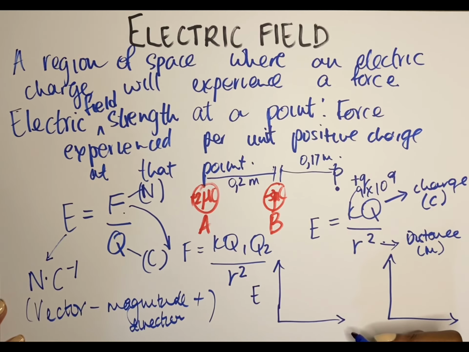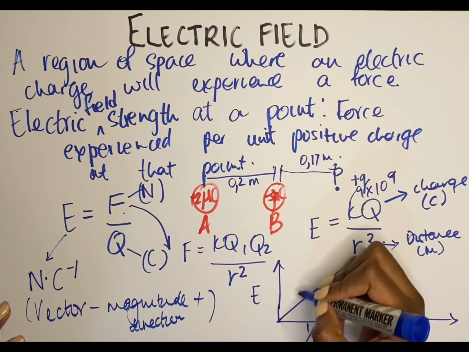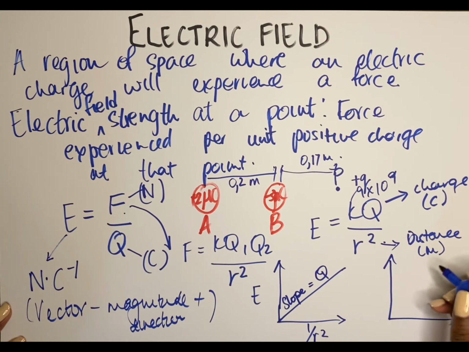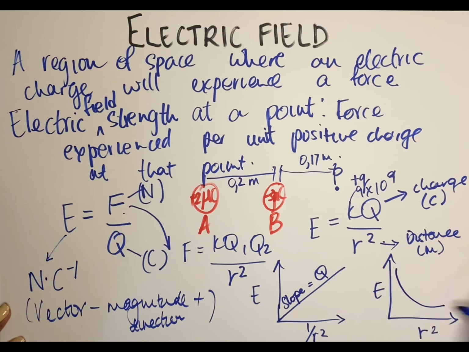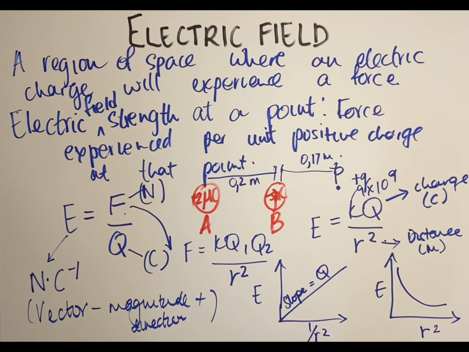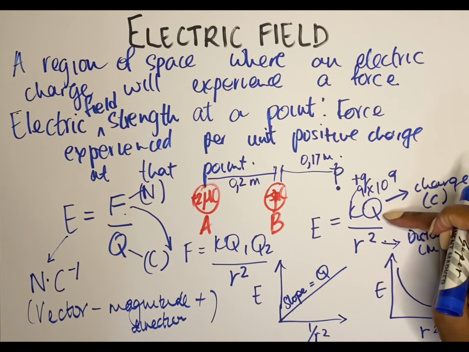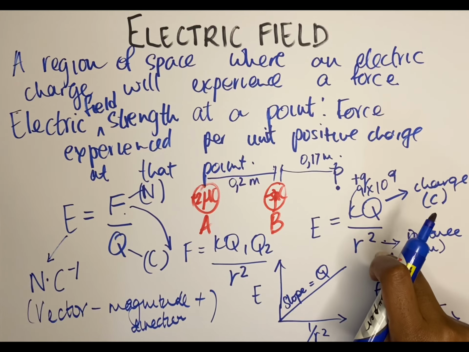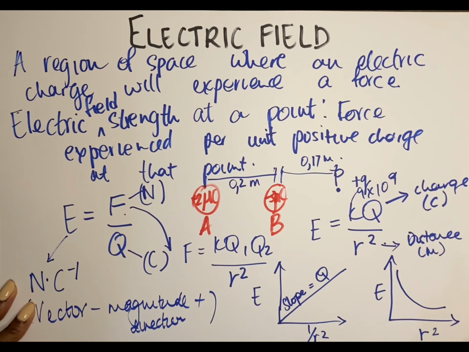So you can have electric field versus 1 over r squared. You'll get a straight line from the origin, and then the slope is going to represent q. Or you can have E versus r squared. That's going to be a non-linear graph. So remember that you got relationships from this equation. Electric field directly proportional to the charge, electric field inversely proportional to the distance between the two, right? So that's how we're getting these two graphs here.